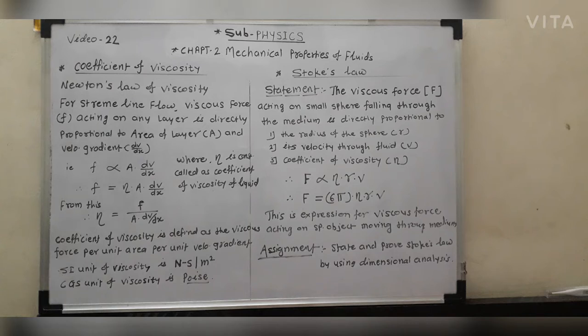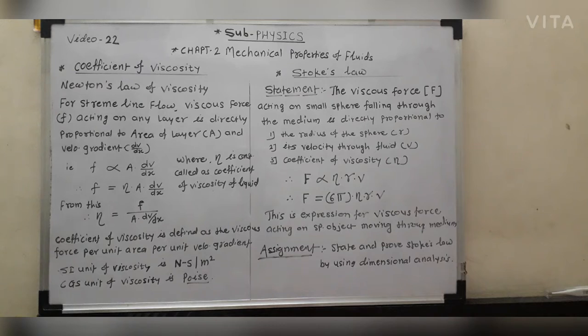Velocity gradient is nothing but what? It is the rate of change of velocity with respect to distance measured from the stationary layer. This is the velocity gradient. And Newton stated the law for viscosity for the streamline flow, that means in steady state, the viscous force F acting on any layer is directly proportional to the area of the layer A and the velocity gradient dv by dx.